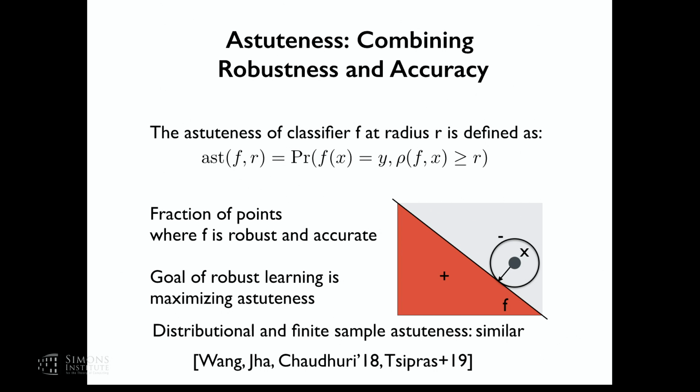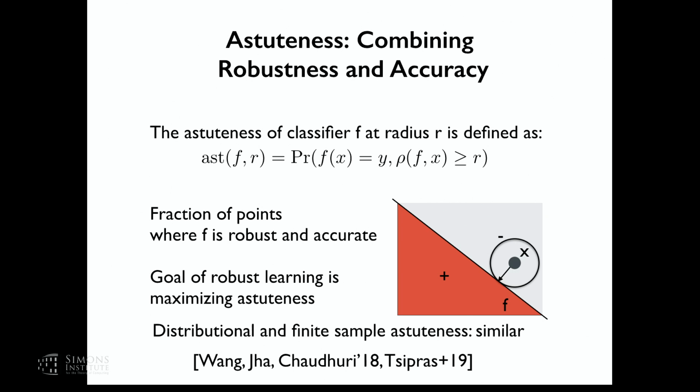So what does astuteness tell you? The astuteness of a classifier at a certain radius r is basically the fraction. Remember, accuracy was the fraction of points where the classifier was right. Astuteness is the fraction of points where the classifier is right and it's robust.